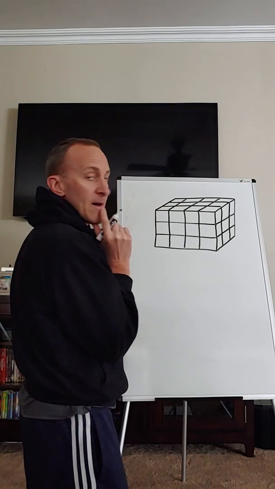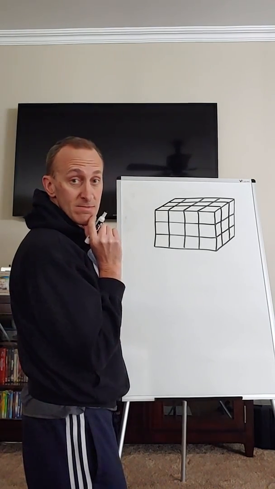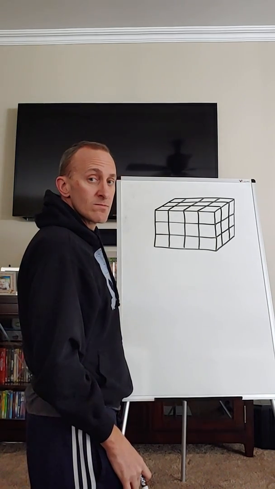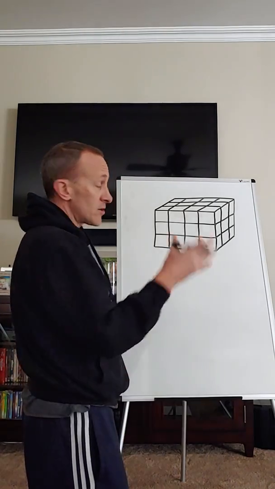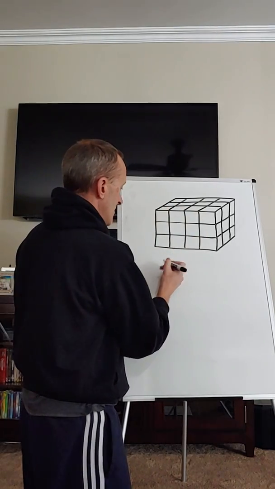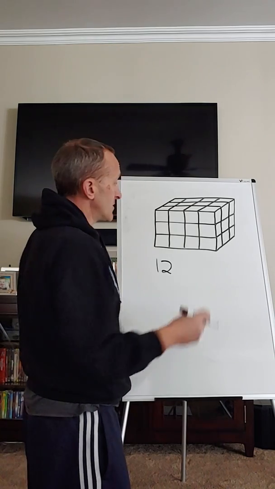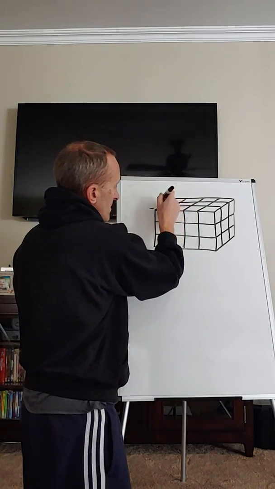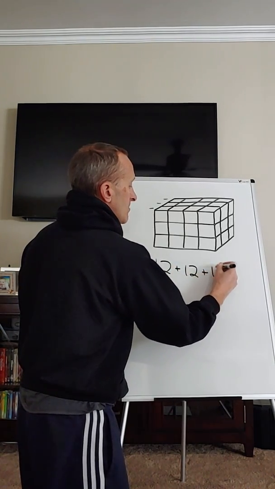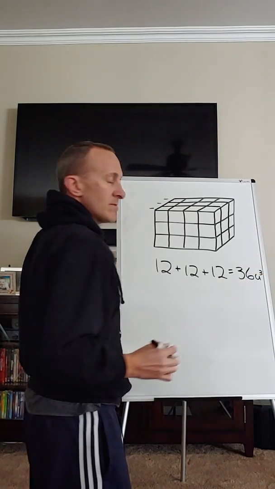So how do we break this up? Allie, well, how would you break it up? Oh, look at the front first? Okay, how many in the front? 12. Okay, and how many layers of 12 do you see? 1, 2, 3. So 12 plus 12 plus 12 is 36 units cubed.